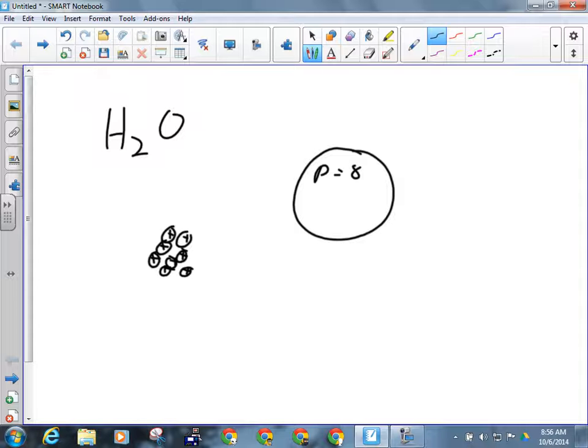How many neutrons? 8. How do we know that? Because we took the atomic mass, 16, and we subtracted the atomic number. Whatever's left is the number of neutrons. In this case it's 8. So I would just draw 8 other circles. I lost count. Something like that. So we got 8 neutrons, and then how many electrons?